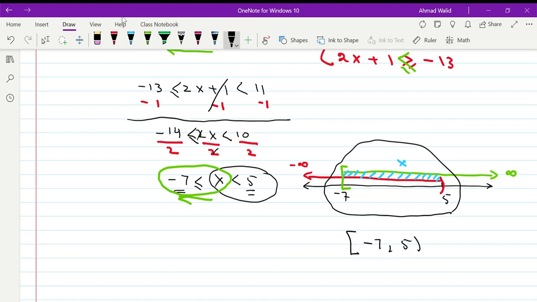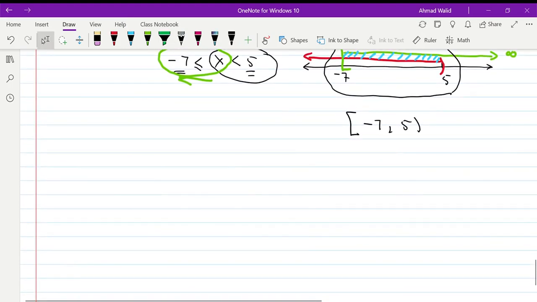Correct? One more example of these compound inequalities. Then I'll stop the lecture here because I think this is the last topic. No, we have one more topic, absolute value. And that's it. That's all about 2.3. Let's do another example first.